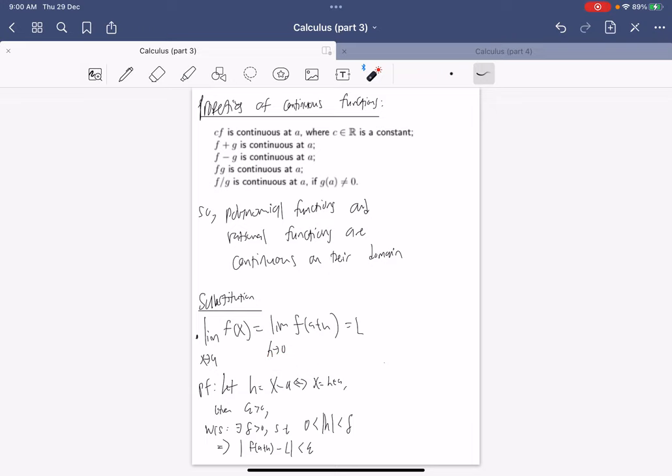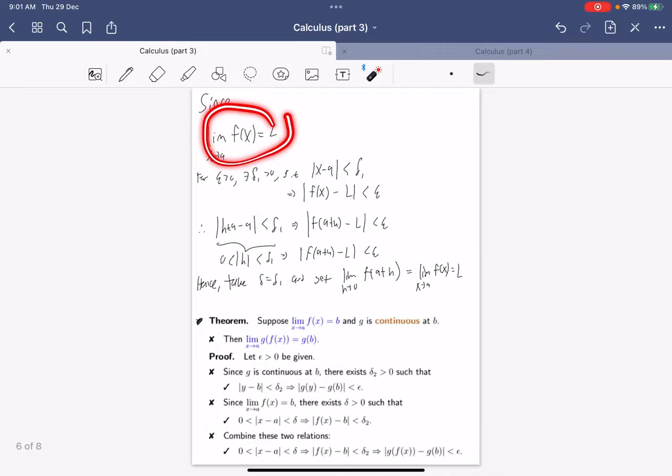And the proof follows because you want to just prove that this limit as h approaches 0 of f(a plus h) equals L, which equals the limit as x approaches a of f(x). So let h equal x minus a, or x equals h plus a, either is fine. Now given an epsilon, we want to find a delta such that the following occurs. Since we already know this limit exists, we can find an epsilon and a delta.